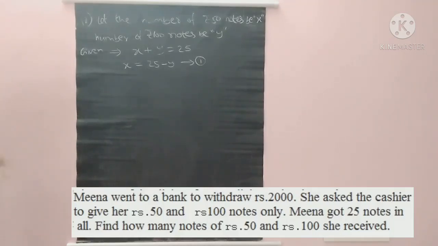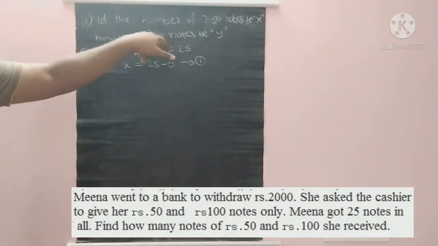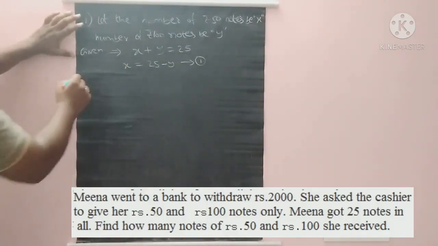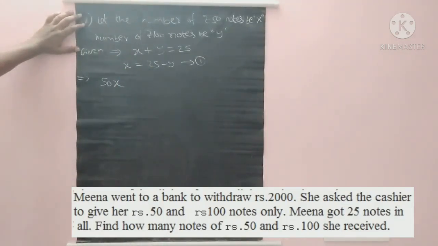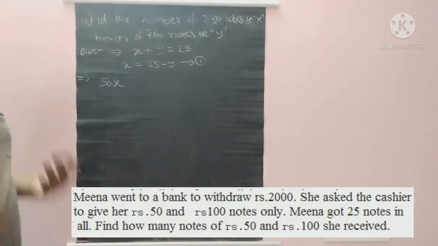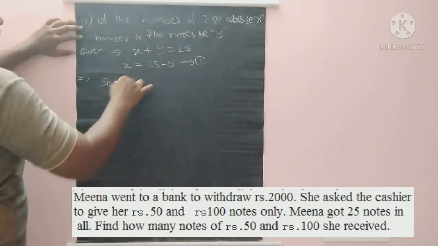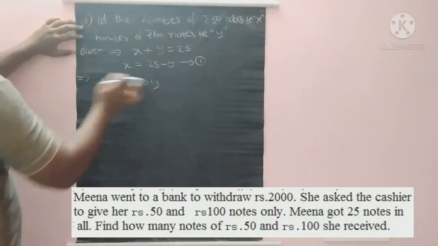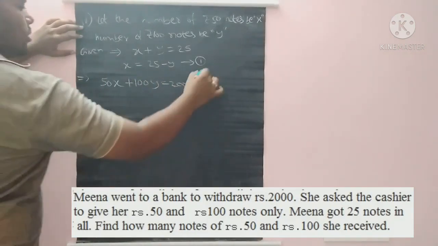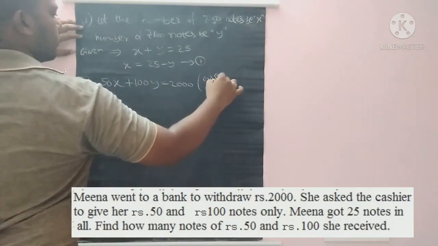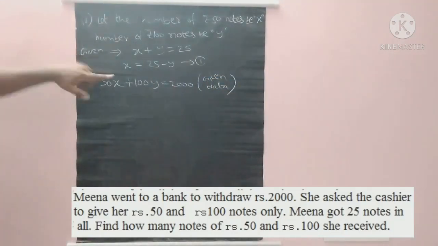So amount made by 50 rupee notes plus amount made by 100 rupee notes. The total amount obtained by 50 rupee notes is 50x. If there is one note, 50 rupees. If there are 3 50 rupee notes, 3 into 50. Like that, we don't know how many notes there are, so the total amount will be 50x plus 100y. This is the amount obtained from 100 rupee notes. This total is 2000. So this is the given data, because she went to the bank to withdraw 2000 rupees.